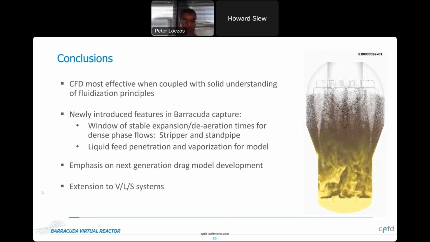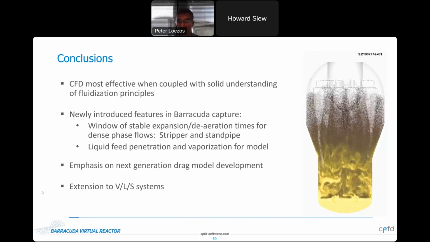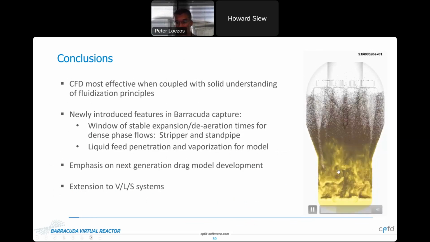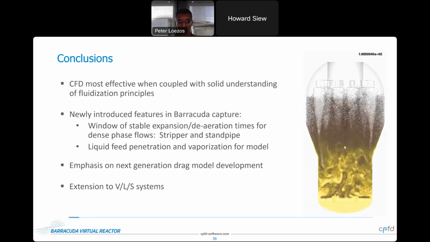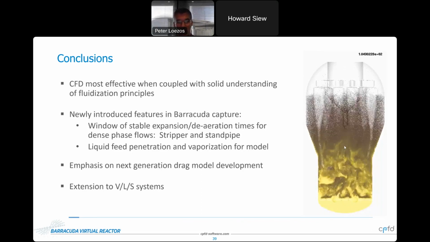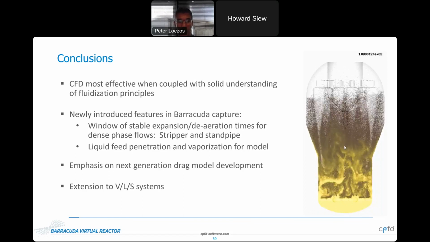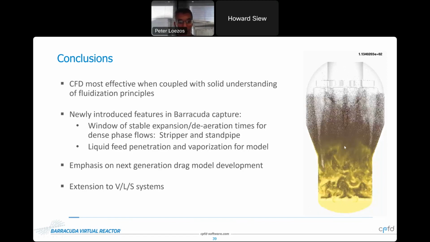We're continually emphasizing code capabilities like next generation drag models that allow us to quantitatively capture the elutriation from the regenerator bed to the dilute phase. And finally, we've extended the platform to be able to model vapor liquid solid systems like ebulated beds. So with that, I conclude. Thank you very much.